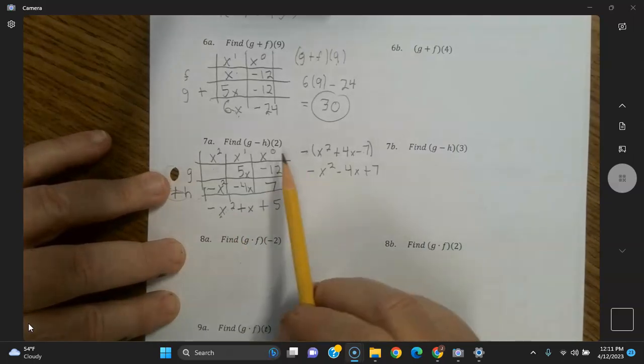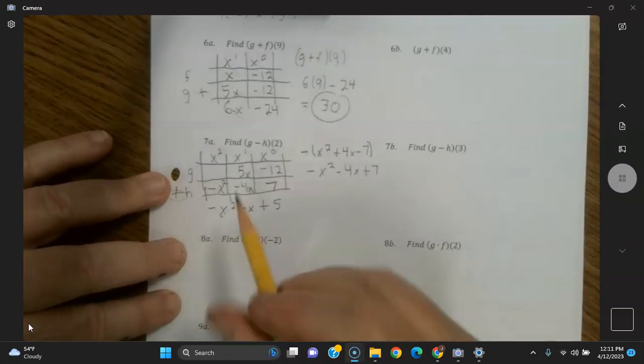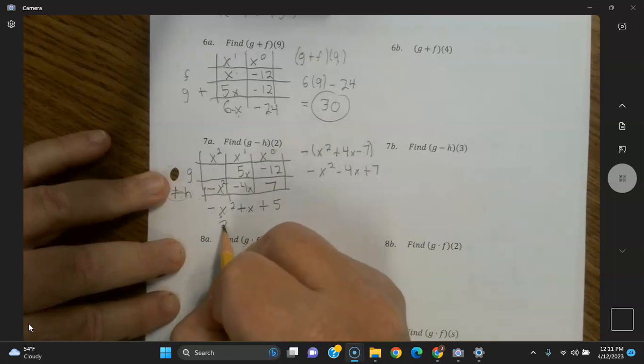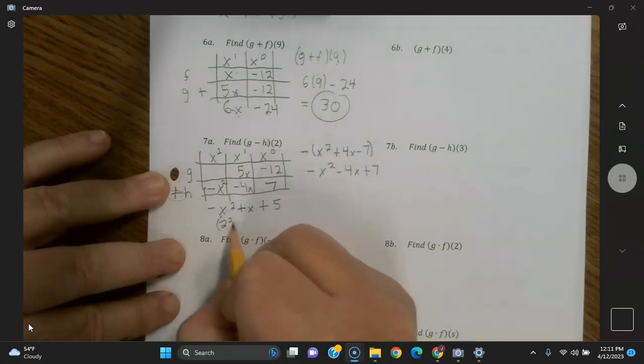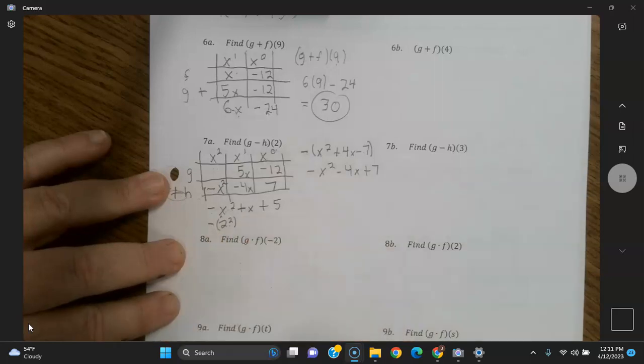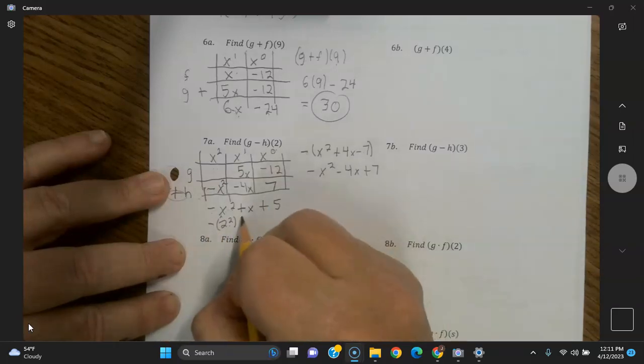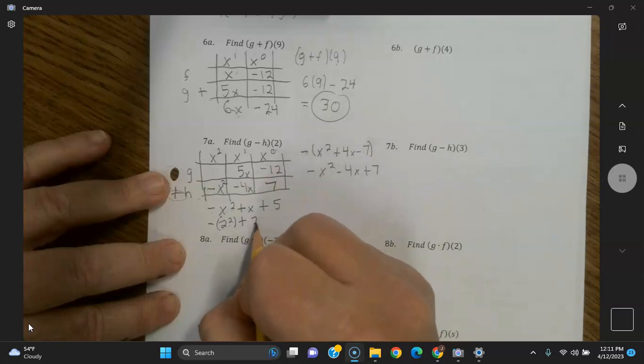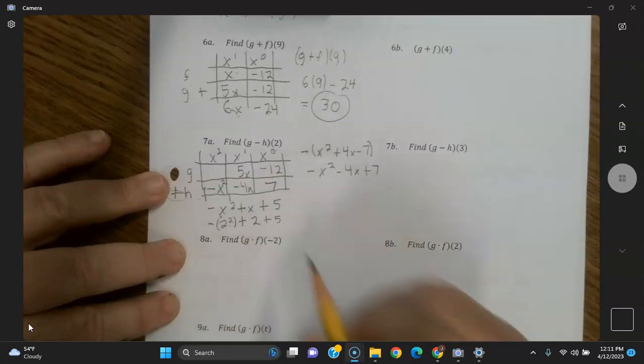Okay? So the x in this case is 2. So it's going to be 2 squared. I'm going to put that in parentheses because we do that first, and then you put the minus sign on after. Plus, x is 2, plus 5.